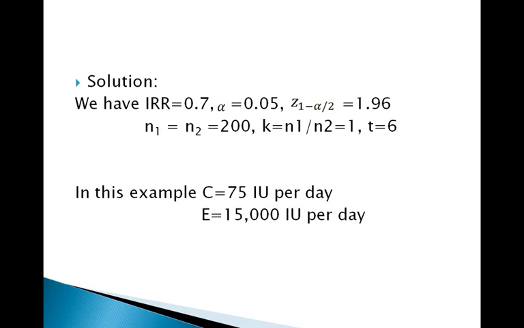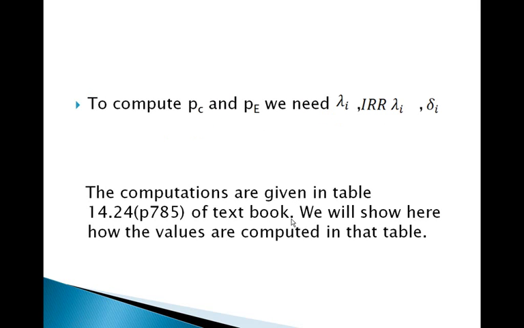In this example, we are going to assume that the control is 75 and that the experimental is the 15,000 IUs per day. We want to then compute the probability of failure in each of the two groups so that we can get to those expected numbers. We need to take the alpha sub I, the incident rate ratio, the lambda sub I for both the control and the experimental, and that delta sub I.